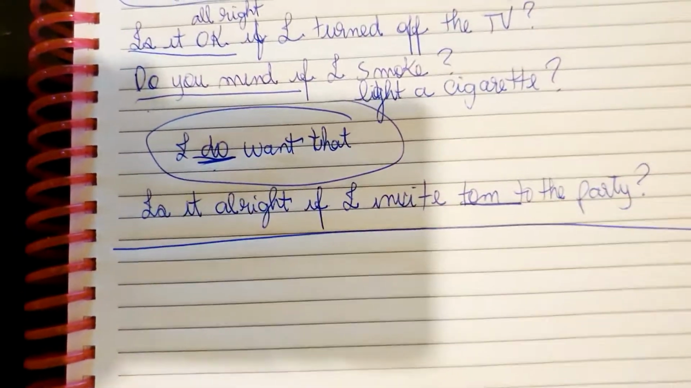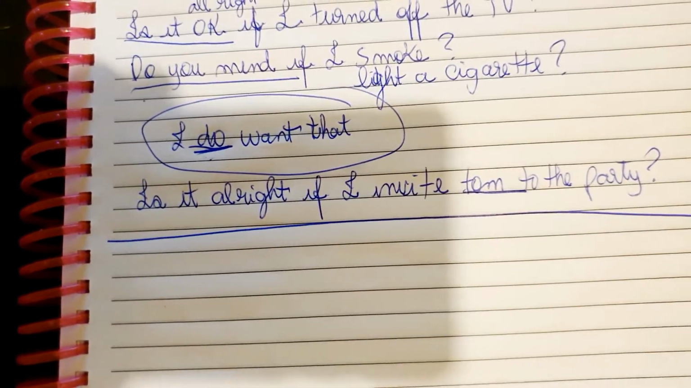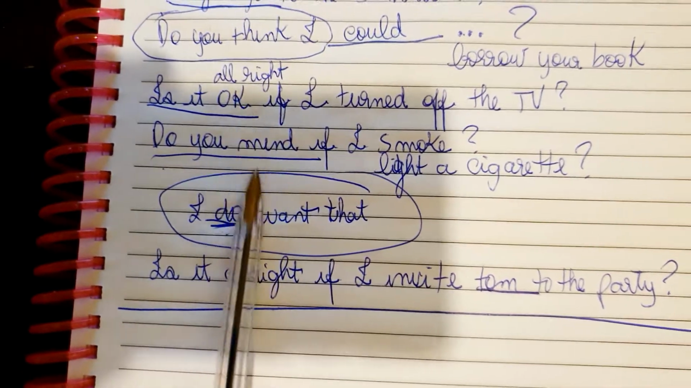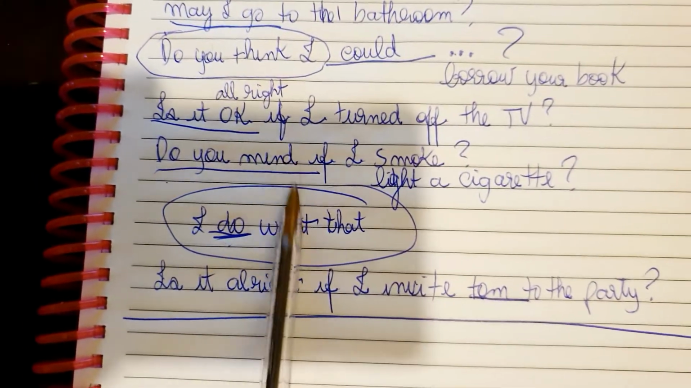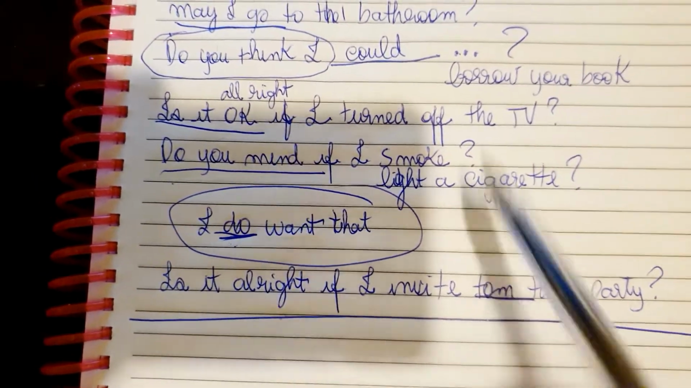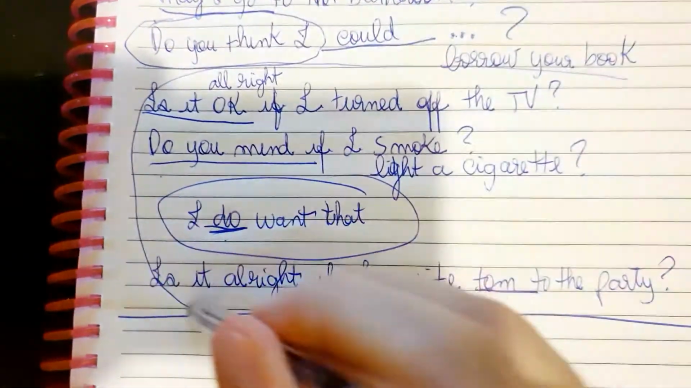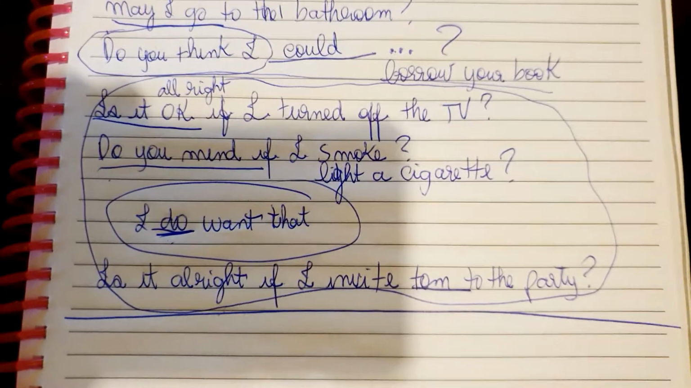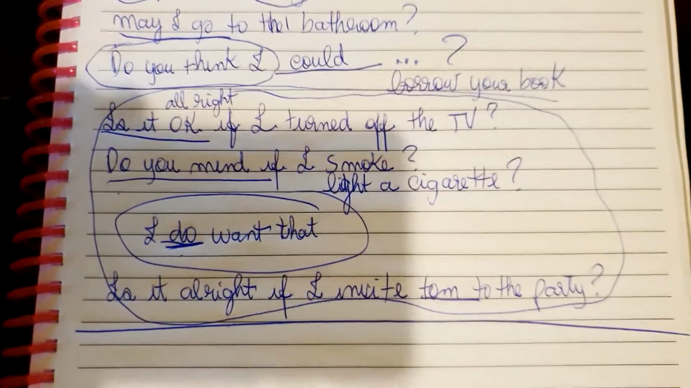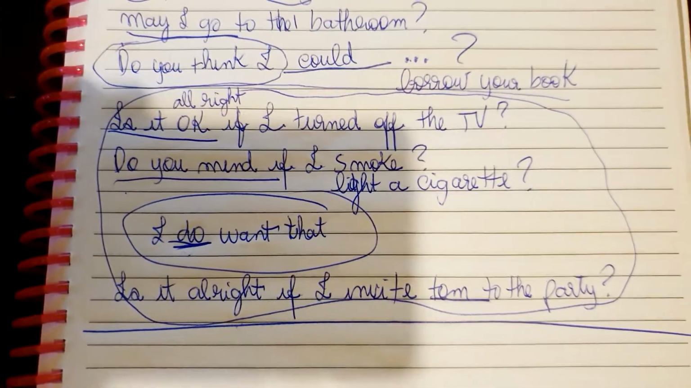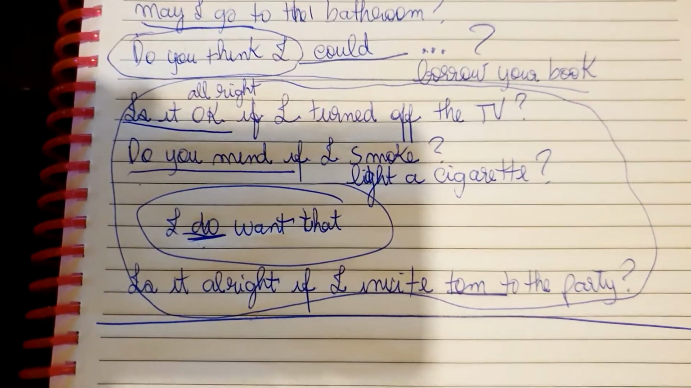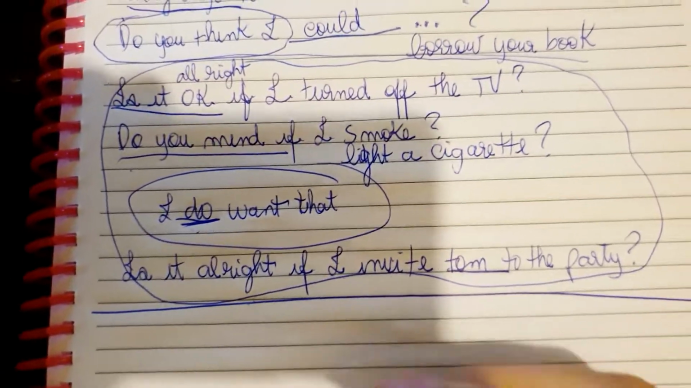All right. So note that these expressions do not involve can, could, or may. I just gave these examples to broaden your possibilities when you want to ask if it's okay to do something or not. You are asking to do something in English using other expressions.